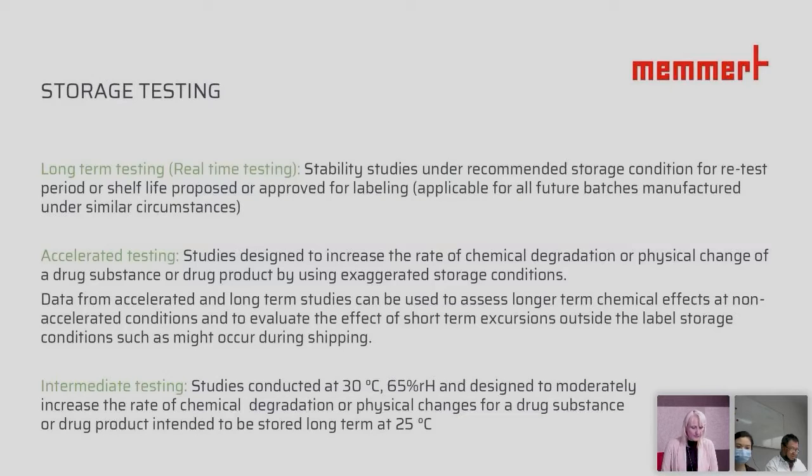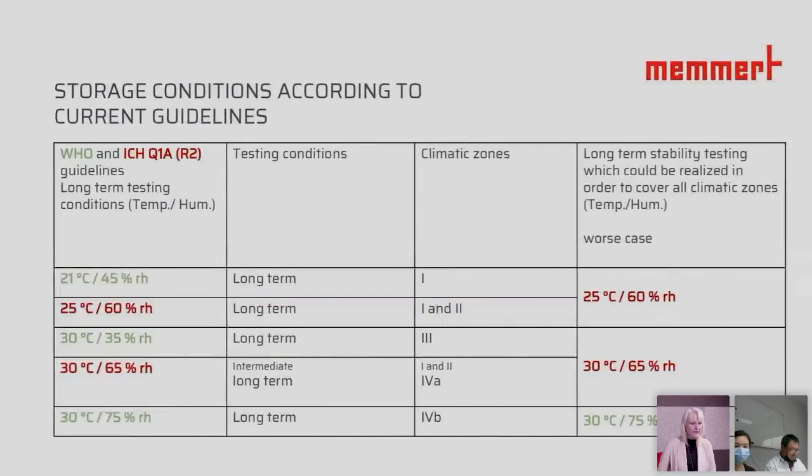And we have intermediate testing, which is 30 degrees and 65% RH, which comes into effect in case the accelerated test fails and the long-term testing is done at 25 degrees and 60% RH. Let's go to the next file.